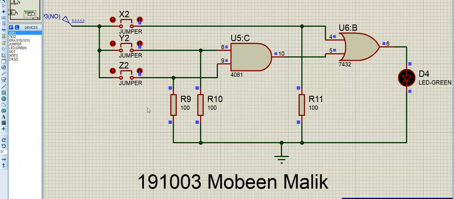So if we run this circuit, you can see as all three of these are turned off, we have no output. So if I turn the X on, you can see that there is an output. So if I turn the X off and turn Y or Z on, you can see that there is no output. To get an output because of Y and Z, both of Y and Z have to be turned on to get an output at the LED.